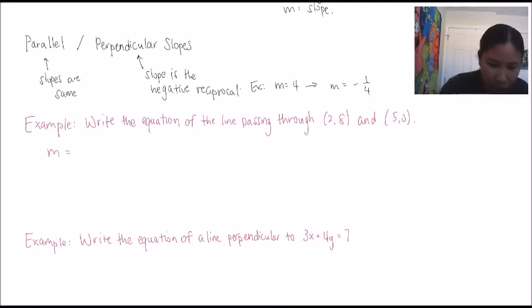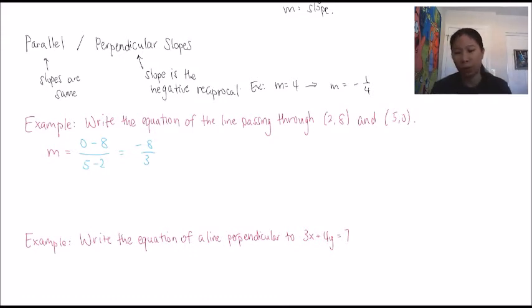So we have y2 minus y1, so that would be 0 minus 8, over x2 minus x1, so 5 minus 2. That'll give us negative 8 over 3 as our slope. Okay? Then plugging into point-slope form, let's just choose one of the points. I'm going to go with (5, 0), just because I like when there's zeros in there, because 0 is always an easy number to work with.